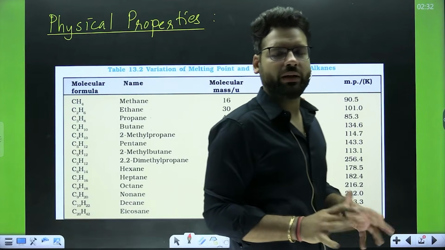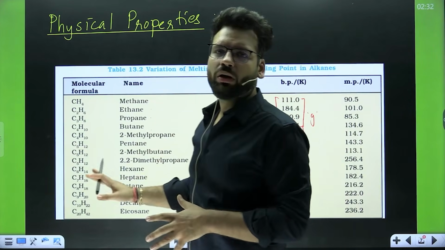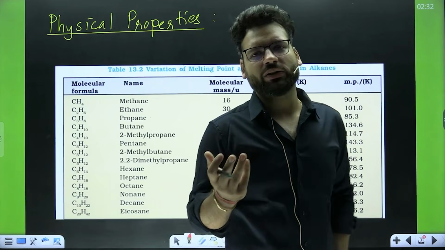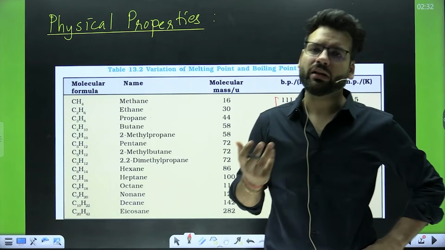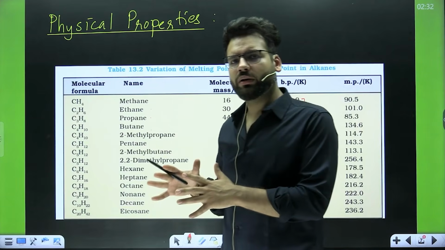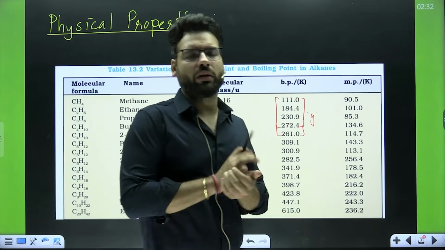The state is clear. Solubility, obviously, they are non-polar compounds. So they are completely insoluble in water. But they are all soluble in organic solvents like benzene or ether or toluene. They are soluble in non-polar solvents like CS2, CCl4, benzene, but insoluble in water.